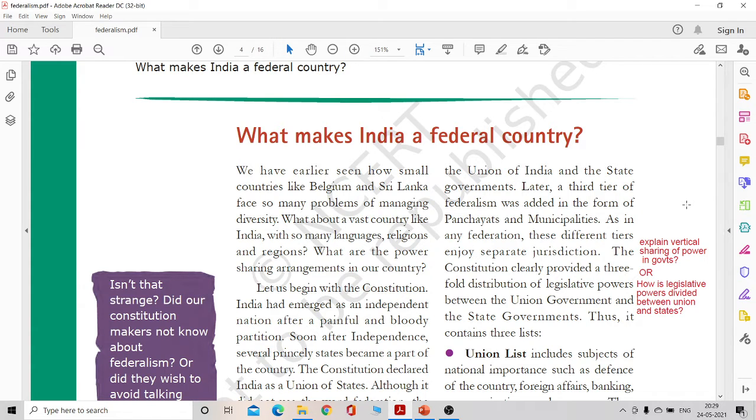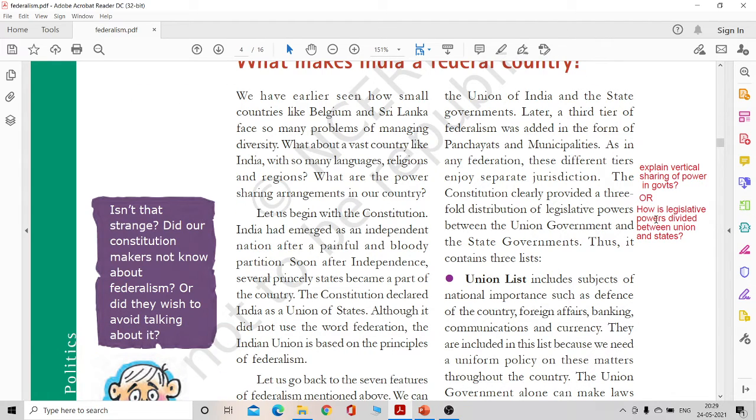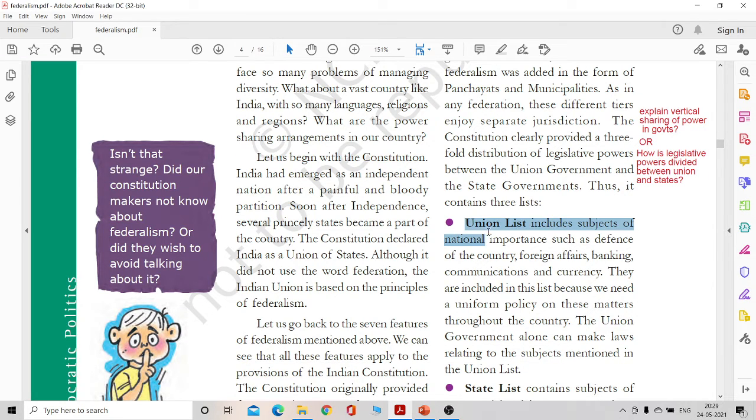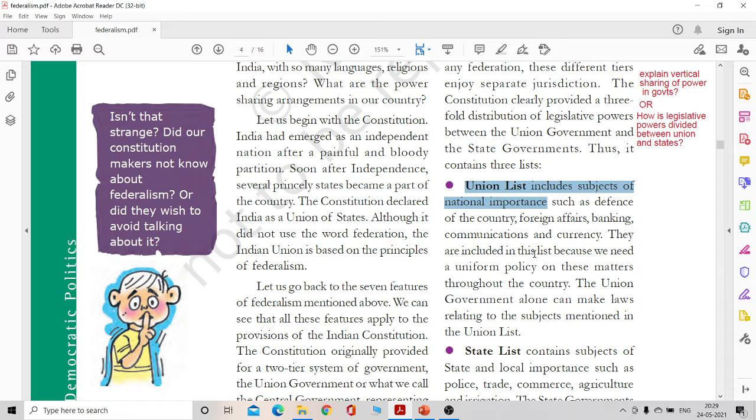Now coming down further, we get a very important question. Again, explain vertical sharing of power in governments. And this is one question that I discussed in detail in the last video, power sharing. Now, vertical sharing, of course, means the center, state, and the local governments. Now, another way of asking this question is, how are legislative powers divided between the union and the state? So in this answer, you have to mention the union list where responsibilities of national importance are taken by the center only.